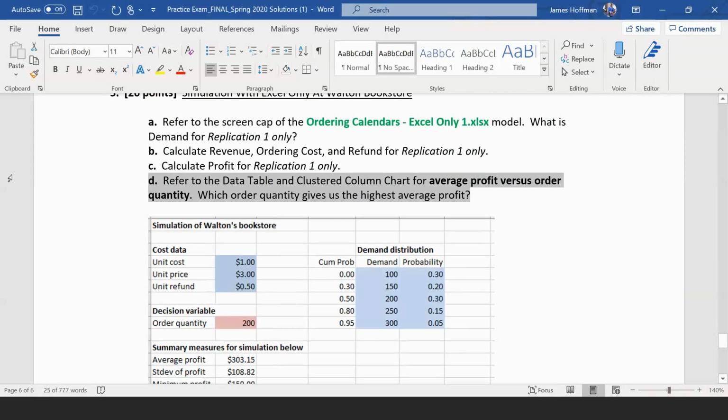Okay, then let's look at the data table and the clustered column screen cap, average profit versus order quantity, and what order quantity in this case gives us the highest average profit. And so this one's easy. I just wanted to make sure you understand what we're doing with the simulation analysis. So just go down to the table and the chart.